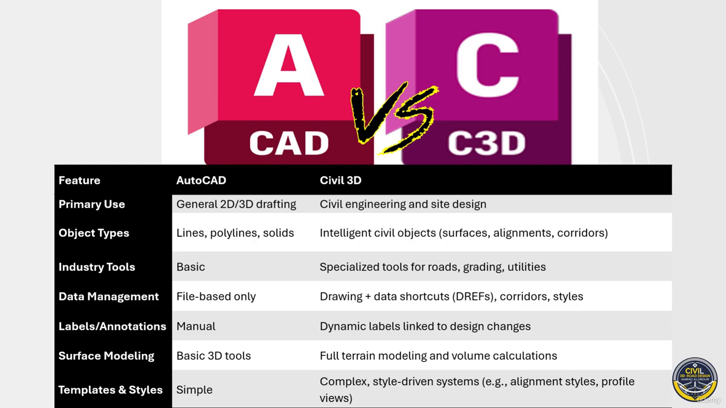And labels. In AutoCAD, labels are static. In Civil 3D, they are dynamic and update automatically with design changes. Surface modeling. Civil 3D supports detailed terrain modeling and cut or fill calculations, unlike basic 3D in AutoCAD. Templates. Civil 3D uses style driven templates for professional engineering standards.